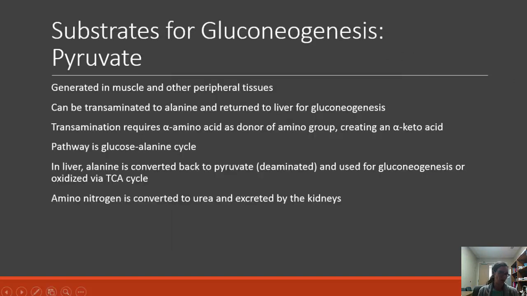Okay, beyond lactate, of course, we can use pyruvate for gluconeogenesis. And this is generated in muscle and other peripheral tissues from glycolysis.